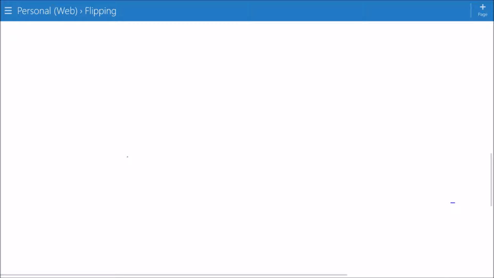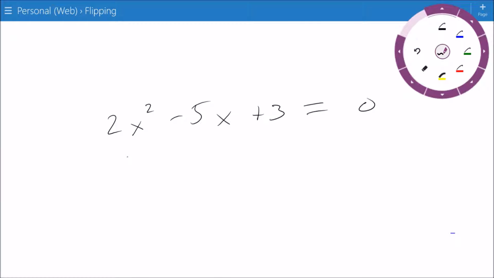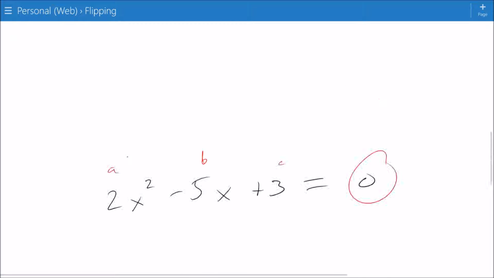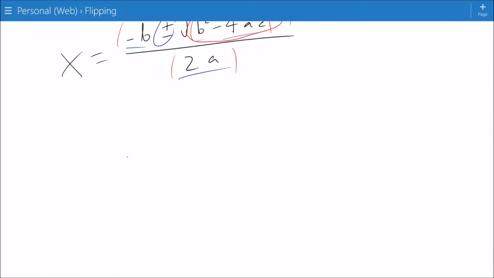And let me rewrite. I had 2x squared minus 5x plus 3 is equal to 0. Now, notice, first of all, I did put a 0 over here on the right. You need to do that in order for this to work. Otherwise, no dice. So make sure that is there. Again, you've got A, B, and C. And start it off.